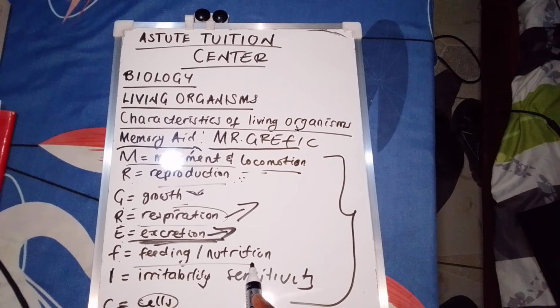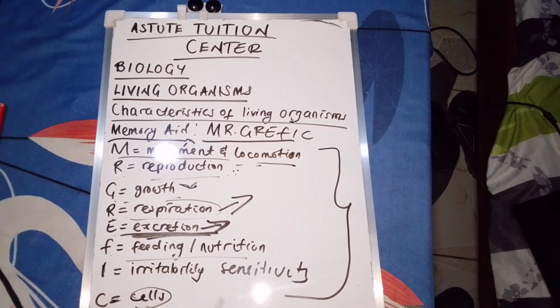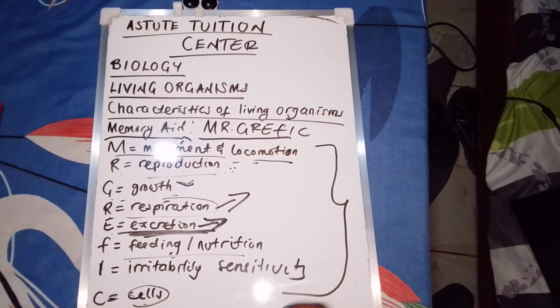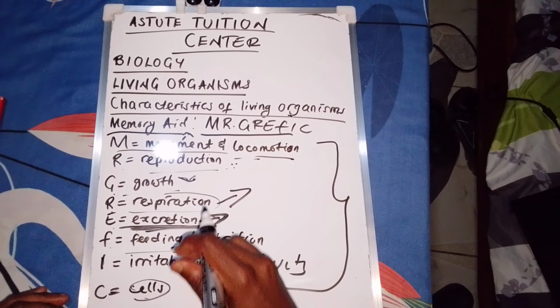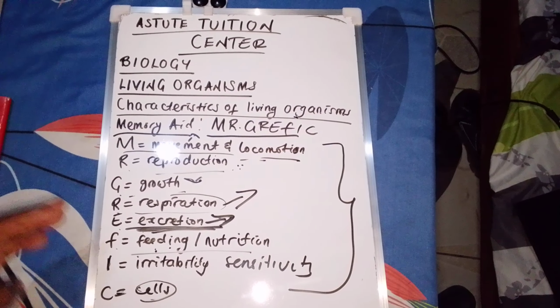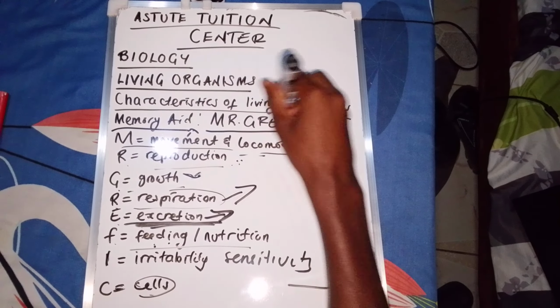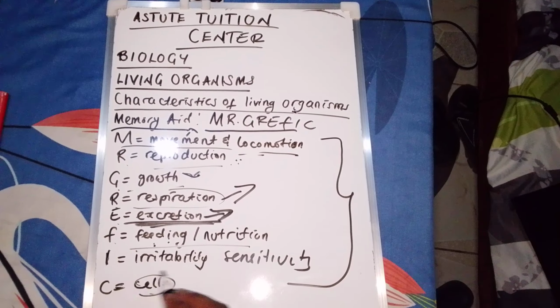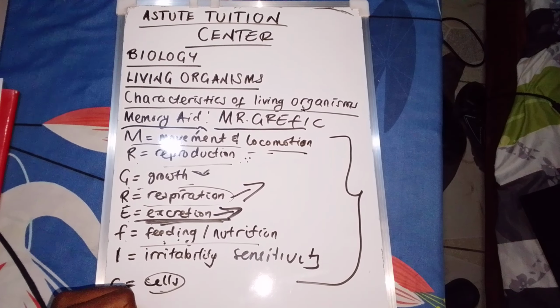And then we come to F, which is feeding or nutrition, which is the process by which organisms obtain their food. As we go on, we'll be looking in depth at how feeding is explained as a characteristic of living organisms. And then I've got irritability, which is the ability to detect and respond to stimuli.